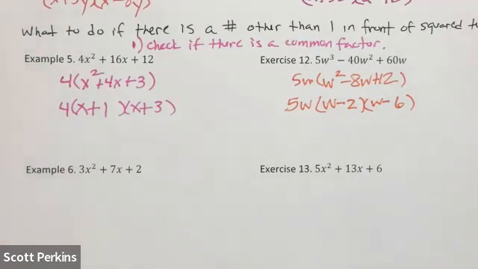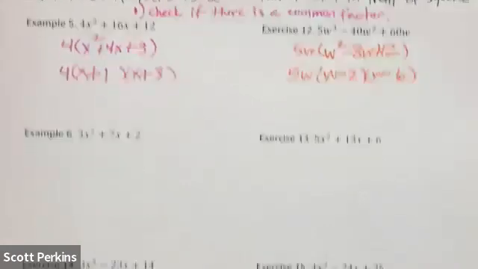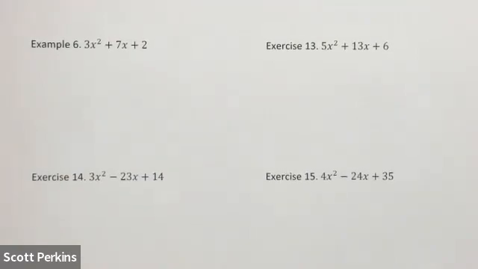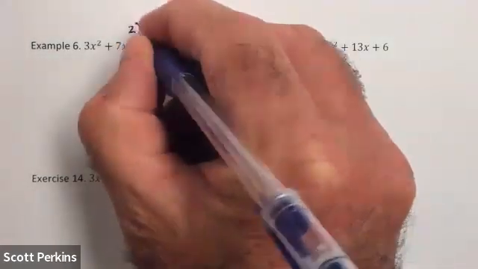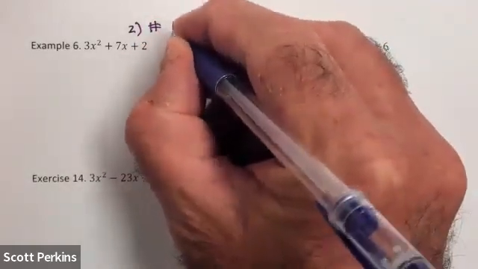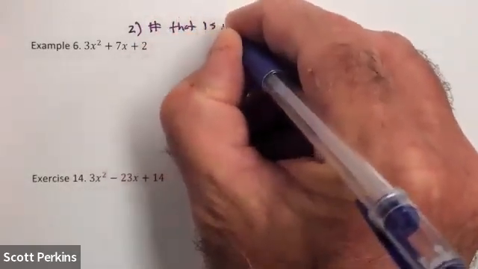So always look for a common factor first. Makes your life a little easier. Whenever you can use smaller numbers, that's going to be good. But the rest of the problems are going to involve a number in front of the squared term, but there's no common factor. Okay, so now we have a number that is not 1.